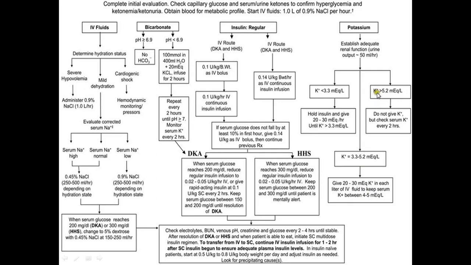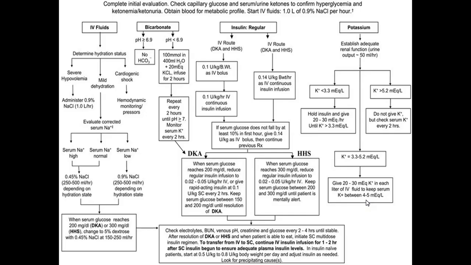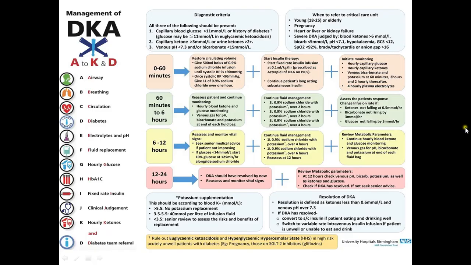Then if potassium is more than 5.2, you do not need to give potassium, and you just check the potassium every 2 hours. So that's the acute complications. Patients, they get better. As you can see, within 24 hours these patients come out of DKA.